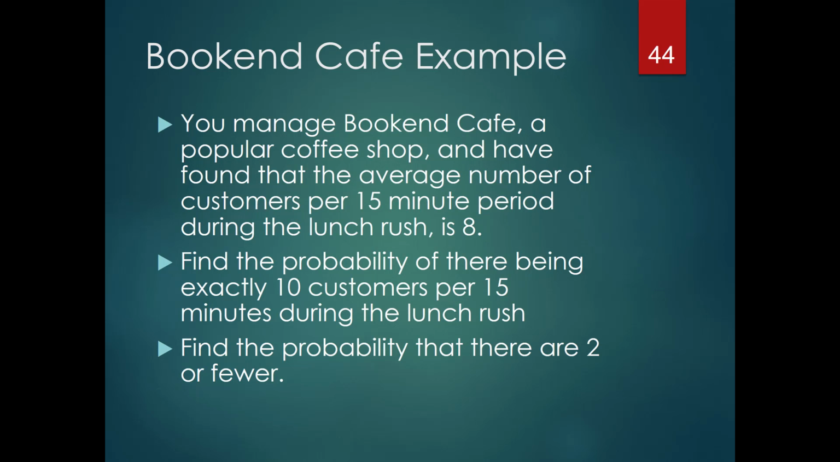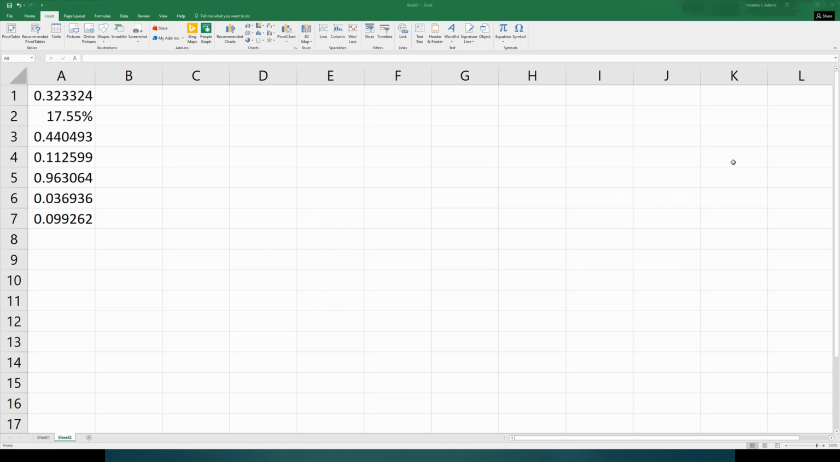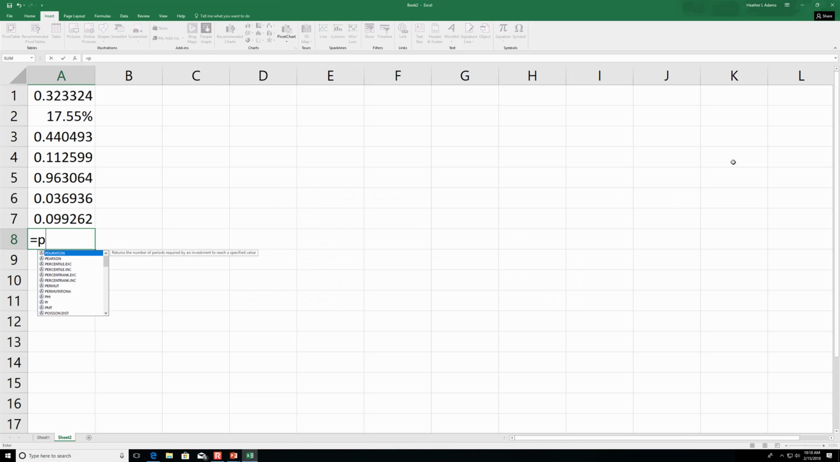Okay, what if I want to find the probability that there are 2 or fewer? So that's a less than problem. I don't have to worry about 1 minus when it's in a less than problem. And I do want to include the 2 because it's saying that there are 2 or fewer, not less than 2. Okay, so equals Poisson, 2, and the average is 8, and true. Okay, so the probability of 2 or fewer is 1.4%.